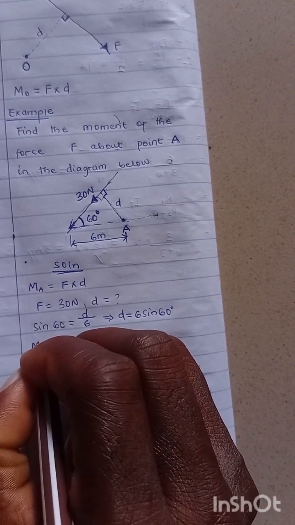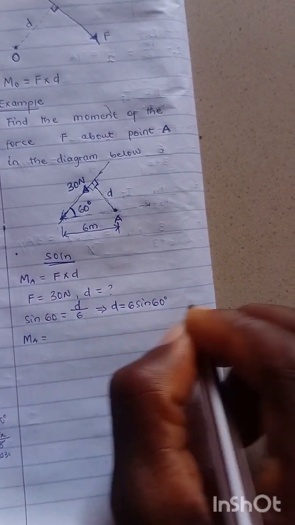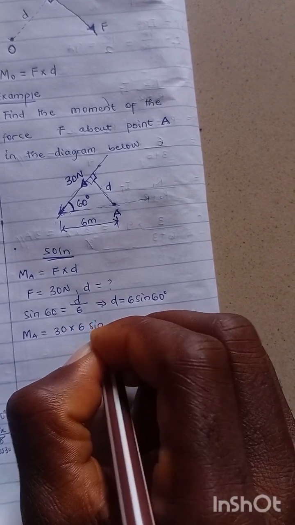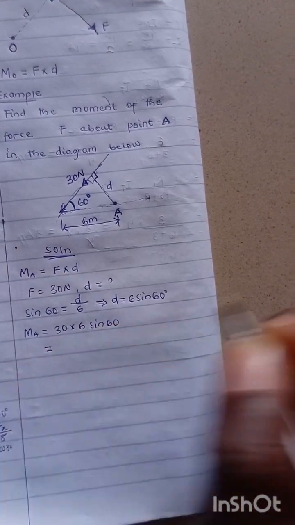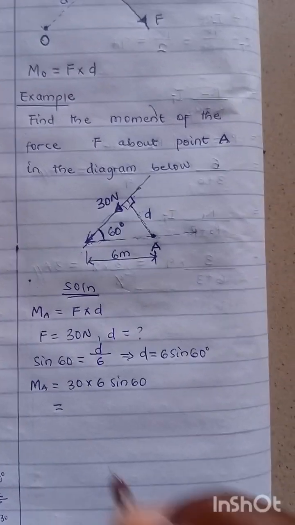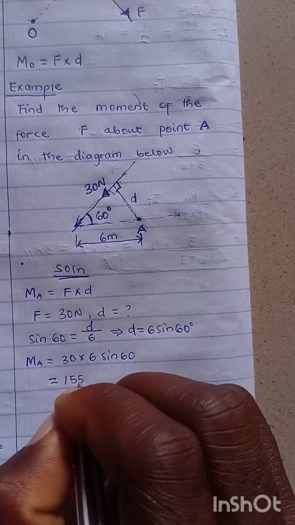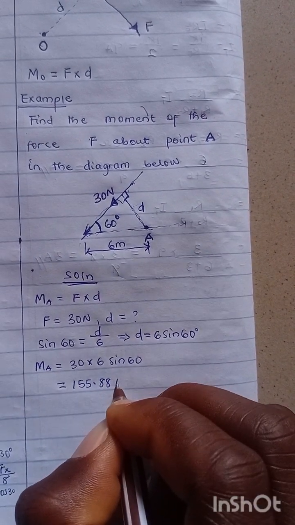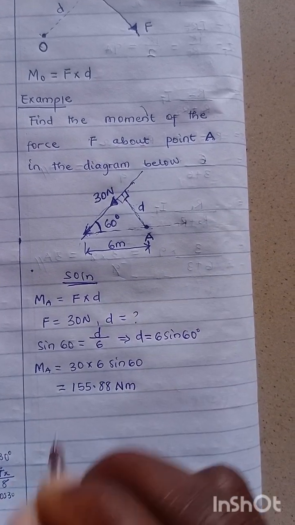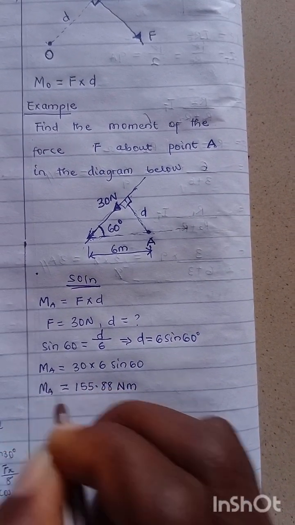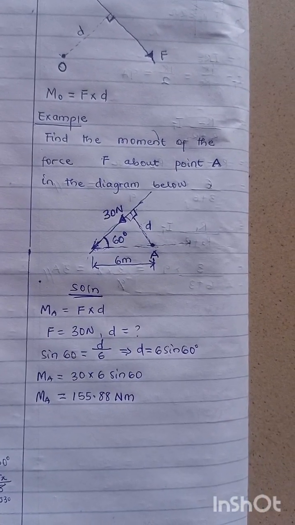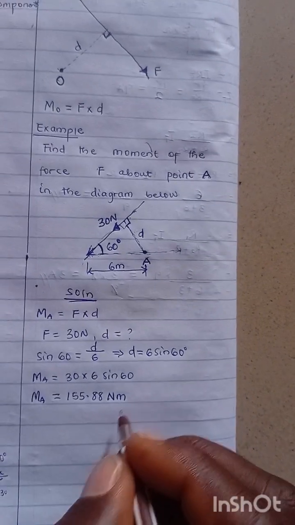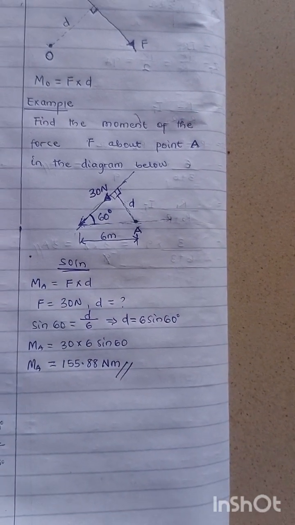Then we substitute that: MA would be equal to F times D. Because we've known D, we just substitute that: 30 times 6 sine 60 degrees. And that would be equal to 155.88, and the unit for moment is Newton meters. So our moment about point A is equal to 155.88 Newton meters, and that gives us the answer to this problem.